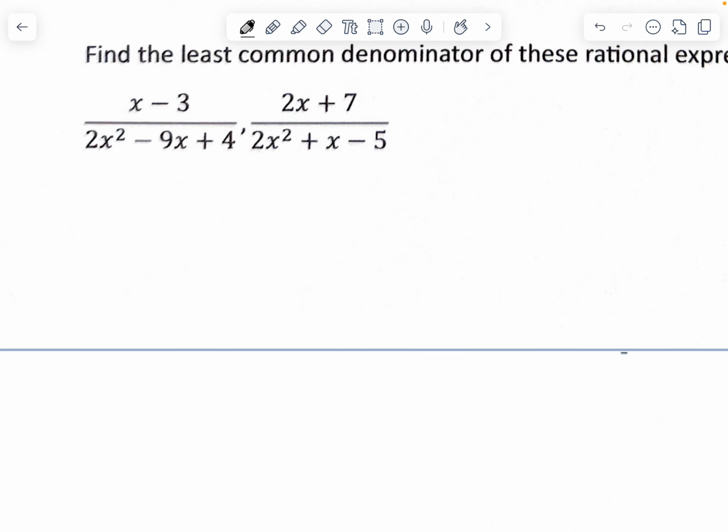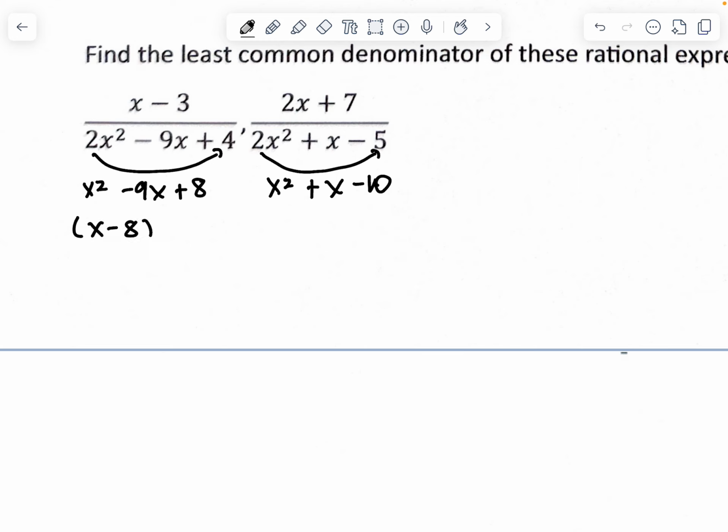This is a slide and divide factor, right? So this is x squared minus 9x plus 8. This one is also slide and divide. It's x squared plus x minus 10. So this one's going to factor out. First you're going to do x minus 8 times x minus 1. That's the factoring part. Then after we do slide, we have to divide.